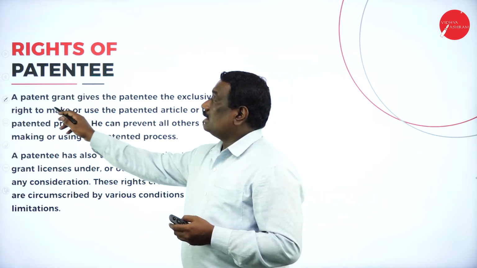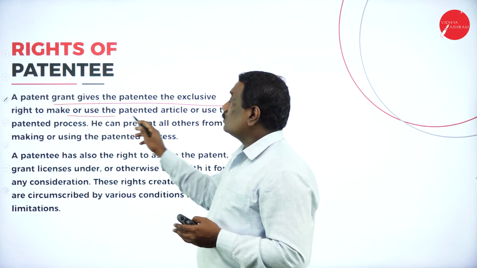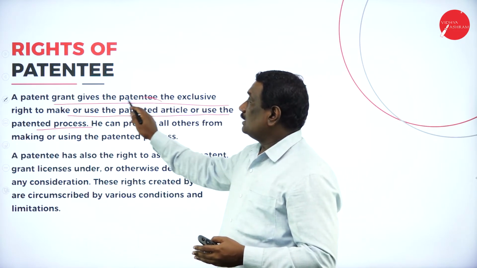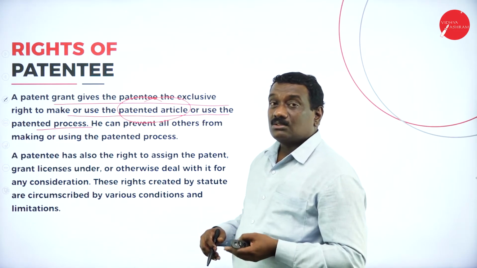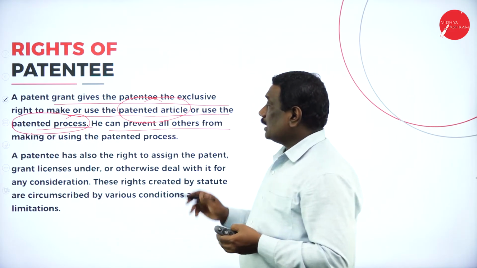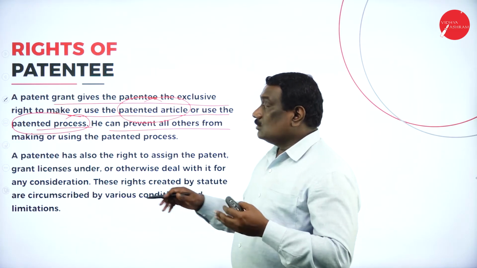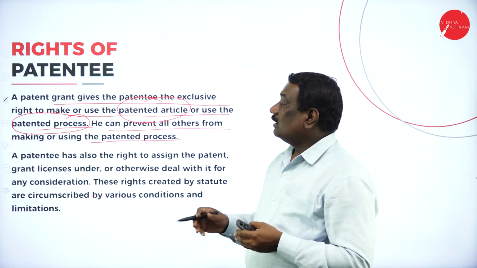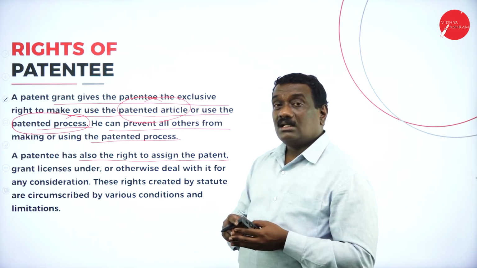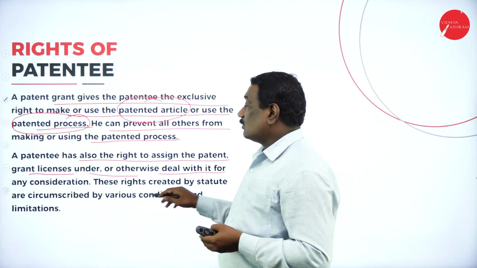Once the patent grant has been given to the patentee, there is an exclusive right to make, use the patented article or use the patented process. So, he has every right to use that patented article as well as the patented process. Now, he can prevent all others from using or making this patented process. And the patentee also has the right to assign the patent, that is, he can transfer these rights to another person or grant a license or otherwise deal with it for any consideration.